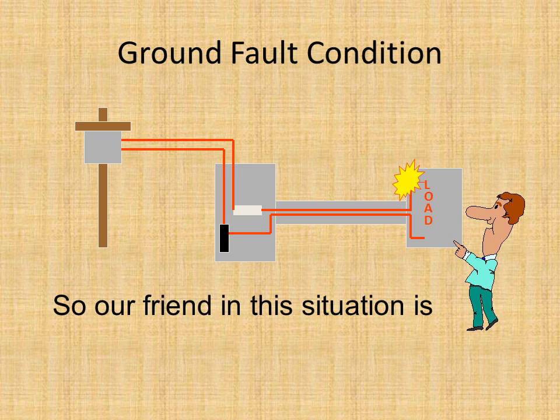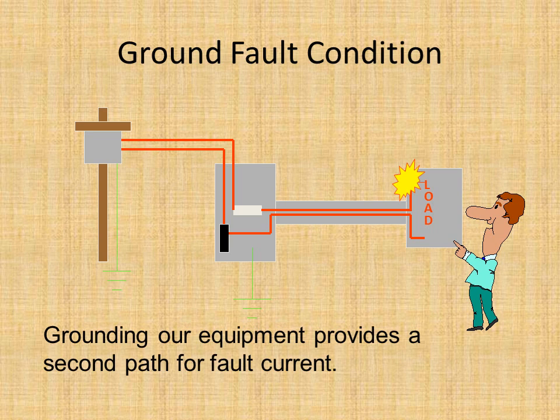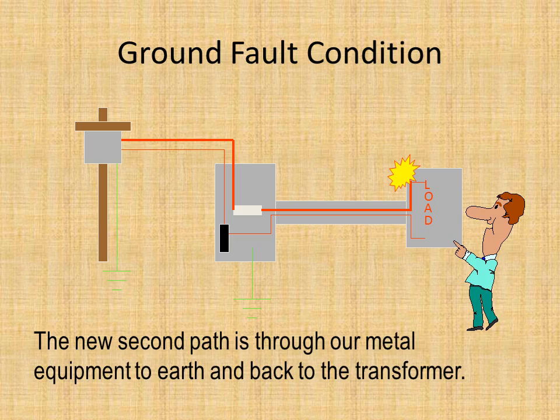Now our friend in this situation is safe. Grounding our equipment provides a second path for the current. The first path is through our friend to the earth and back to the transformer, while the second path is through our metal equipment to earth and back to the transformer.